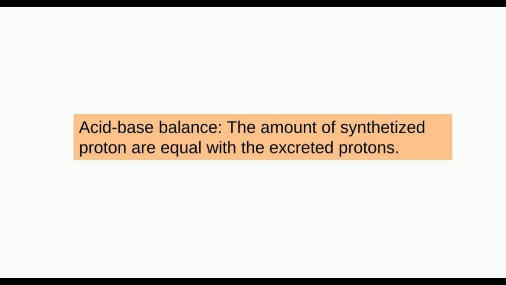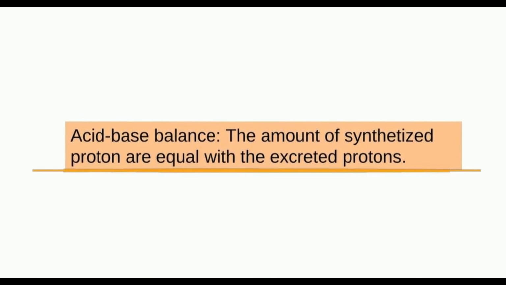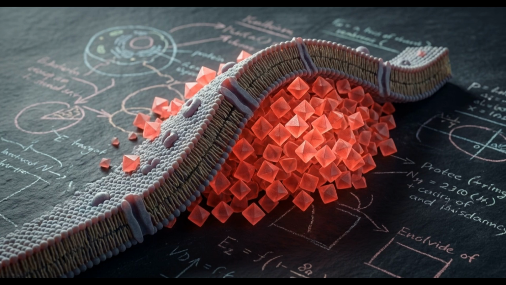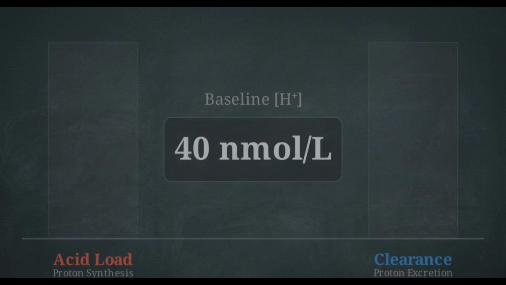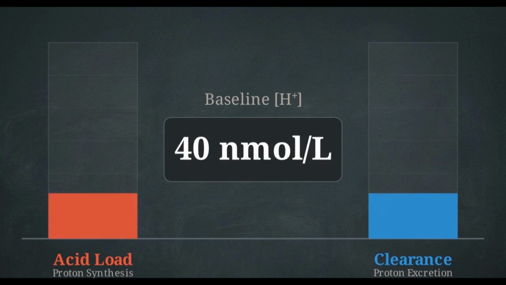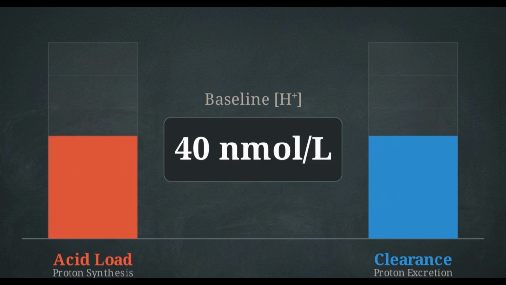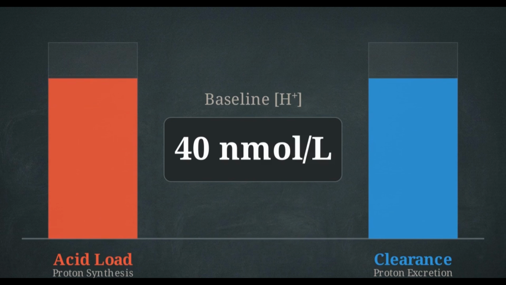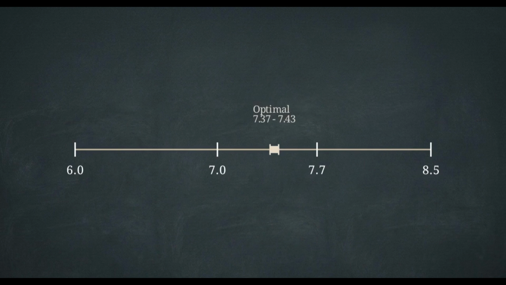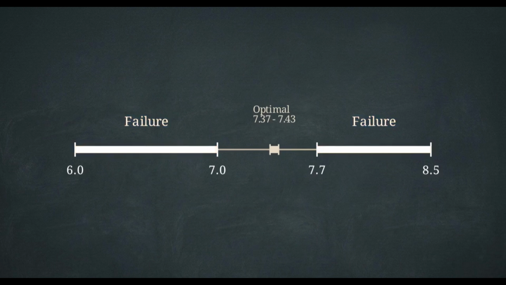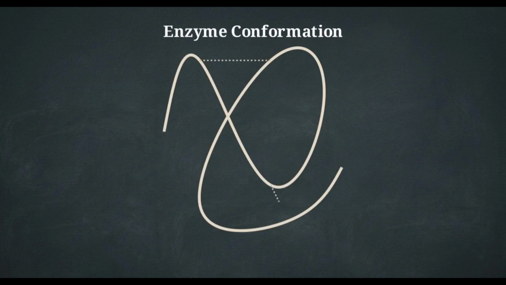To prevent systemic collapse, the body follows a strict requirement. The amount of protons synthesized by metabolism must precisely equal the amount of protons excreted. The body is under constant bombardment from its own metabolic products. It must absorb this massive acid load and clear it without ever letting the baseline proton concentration shift beyond the 40 nanomole limit. If the pH slips below 7.0 or rises above 7.7, the internal architecture of the body fails.